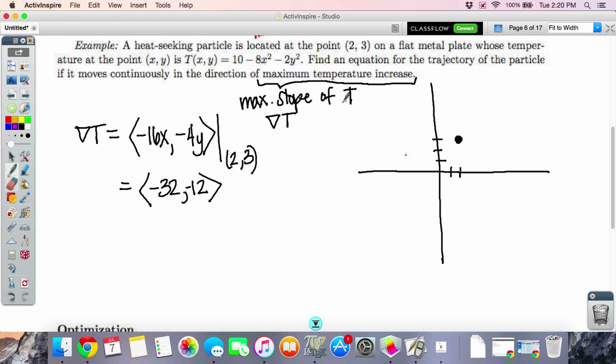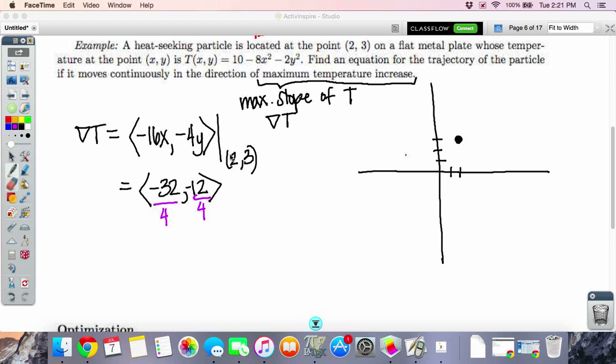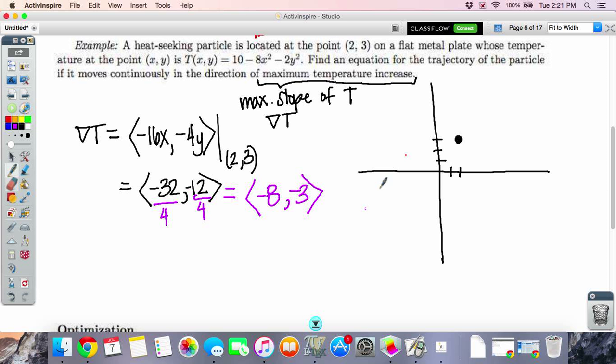for me to put on this picture. So I'm actually going to scale this down. I'm going to divide both of these by 4, which doesn't do anything to the direction here. It just gives us a smaller vector to look at. So I'm going to make a few more marks on this and then kind of see where this is. So if this heat-seeking particle on this function is doing what it's supposed to do, it's going to walk over 1, 2, 3, 4, 5, 6, 7, 8 steps to the left and then down 3.